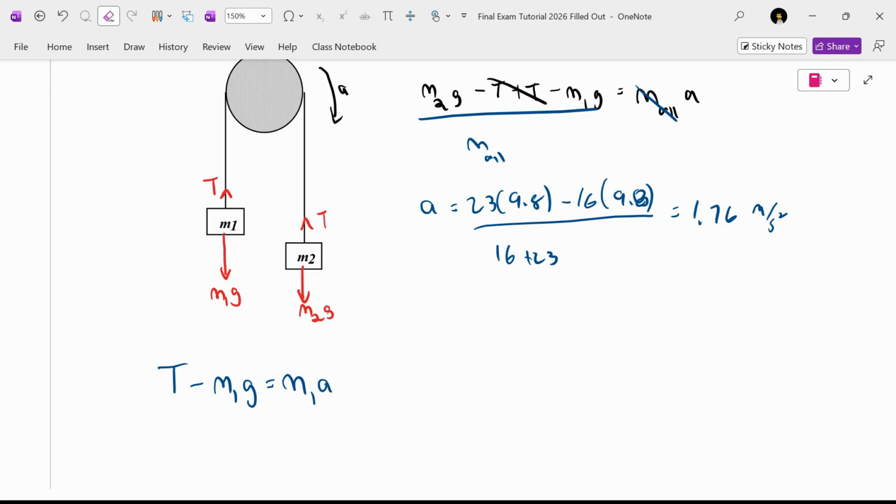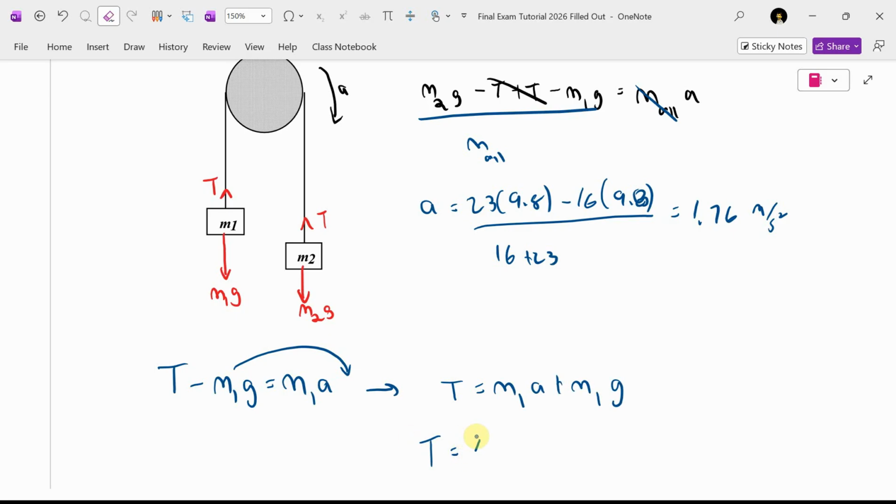If you used M2, it would be M2G minus tension equals M2A. You'd have to do a swappy dance to get the T by itself. Here, we don't need to do a swappy dance. We just need to plus the M1G over, which is actually a little easier. So it's going to be M1A plus M1G.